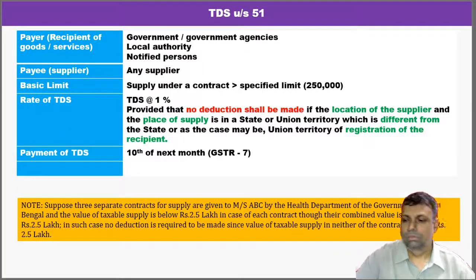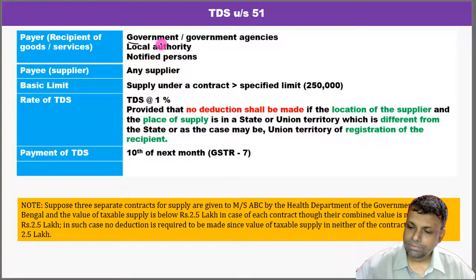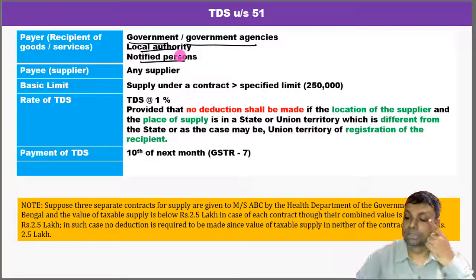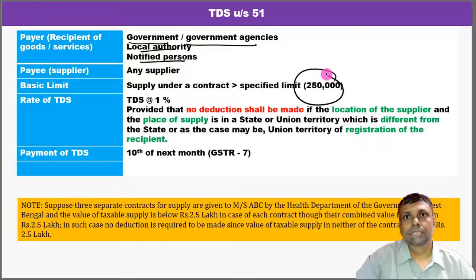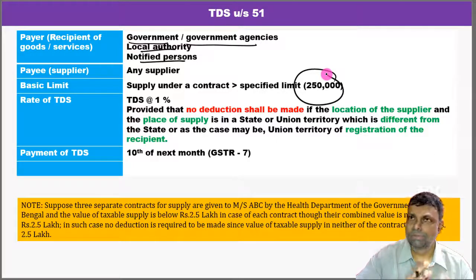Where there is any recipient of the goods or services, where it is government agencies, local authority, or any other notified persons. In other words, basically we call it government contracts. So if there are any government contracts which exceed a specified limit, in that particular case, it will be subjected to the TDS provisions, and you have to deduct the tax at source at the specified percentage.